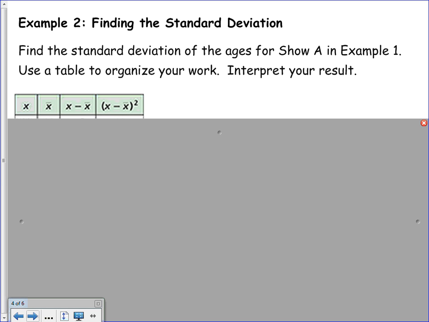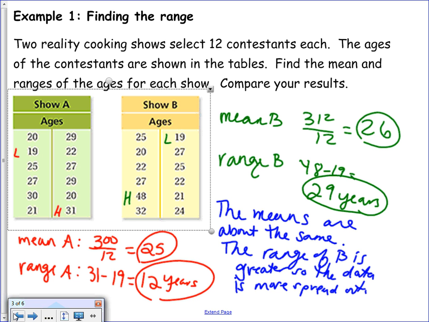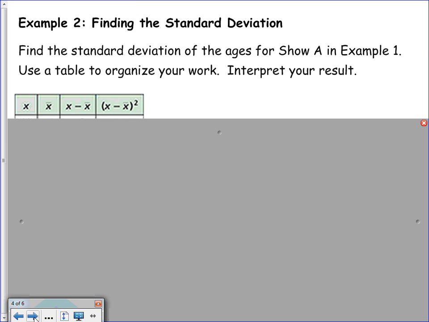Then what we need to do is use the mean. Remember, the mean we just found for A was 25. So the first column has the actual values in the table, and the second one is the mean. These are the actual values.